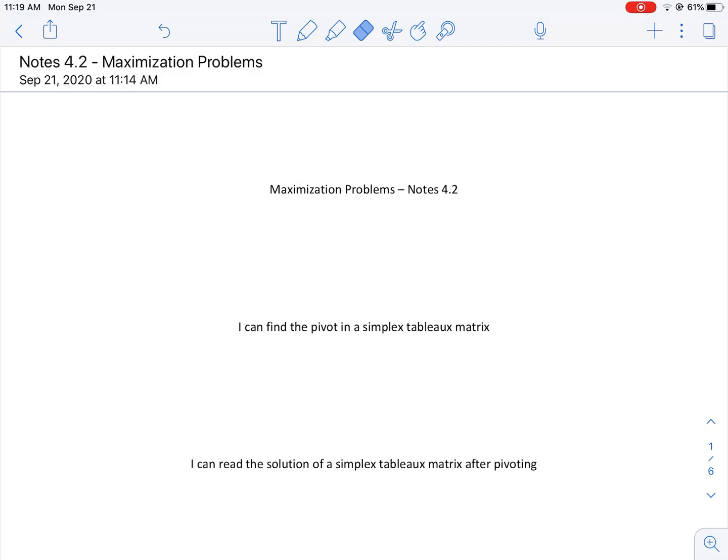Hello class, in the previous section you learned how to create a basic integer by using row operations that involve the pivot of a Tableau matrix. In this video I'm going to show you how to find a pivot of a Tableau matrix. Let's begin.